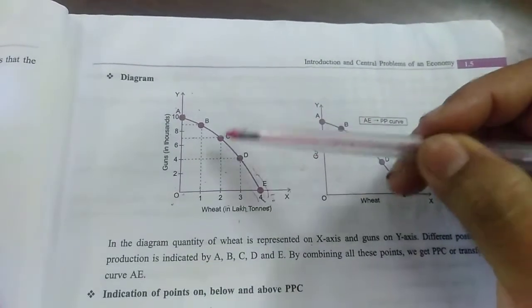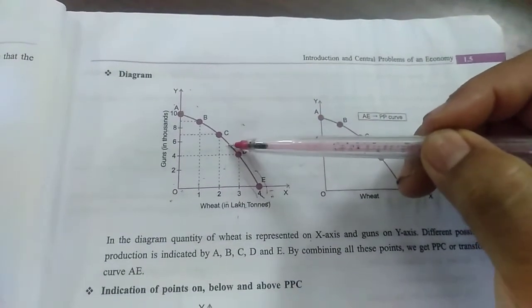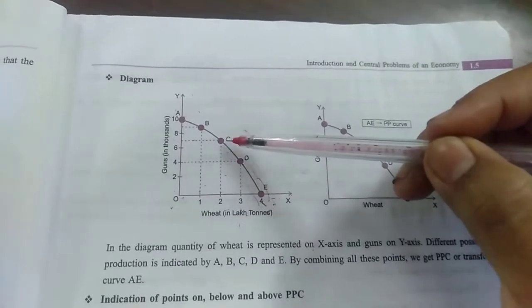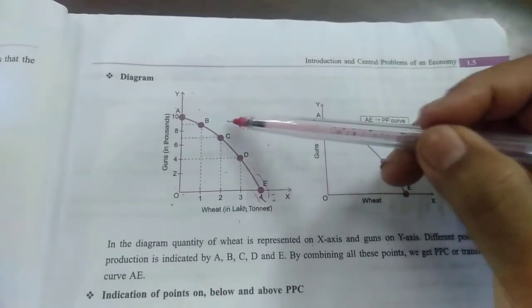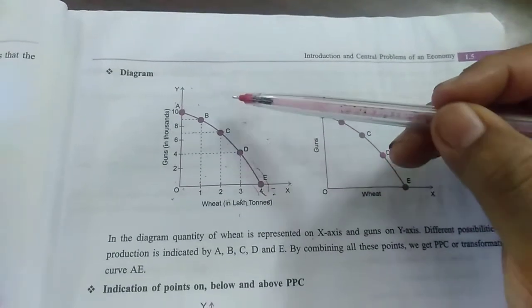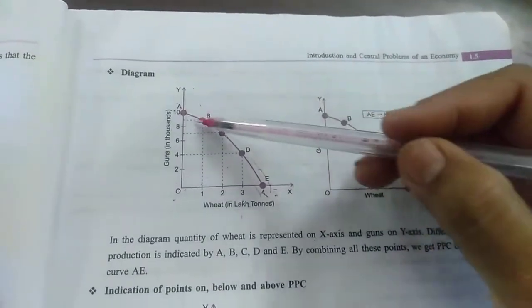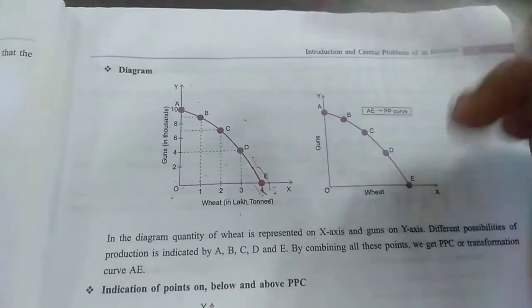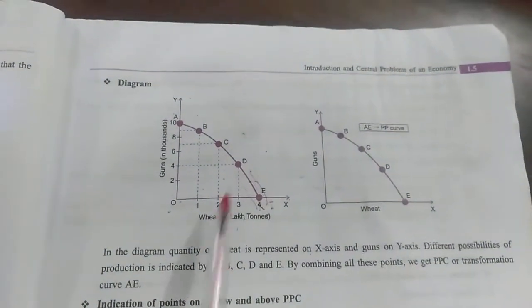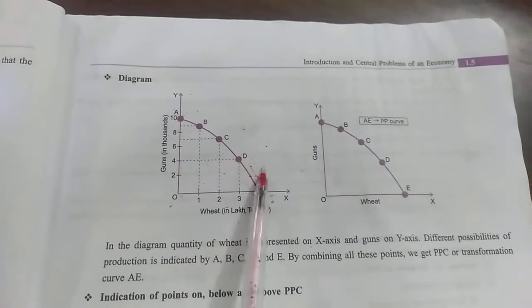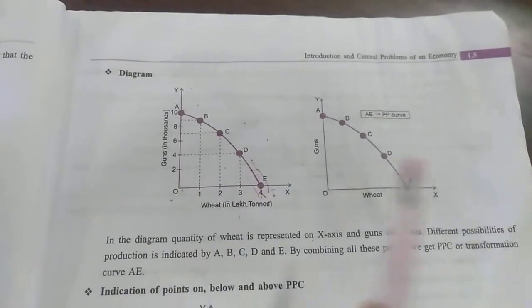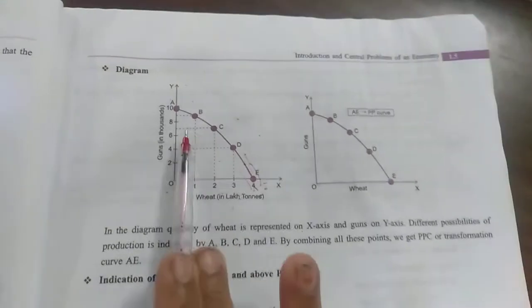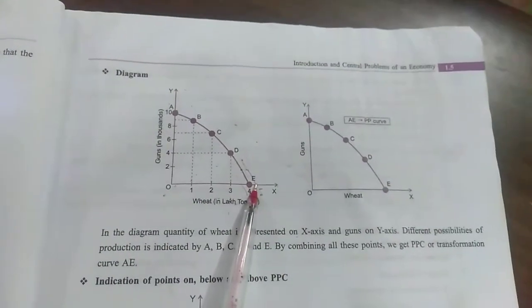Beyond that they cannot go, because the technologies are given and the resources are given. We are not increasing the technology or increasing or decreasing the resources. So this is the best possible combination which can be produced with that, and this is shown by the production possibility curve here. I hope it has been very clear to you. Now this is the possible combination.